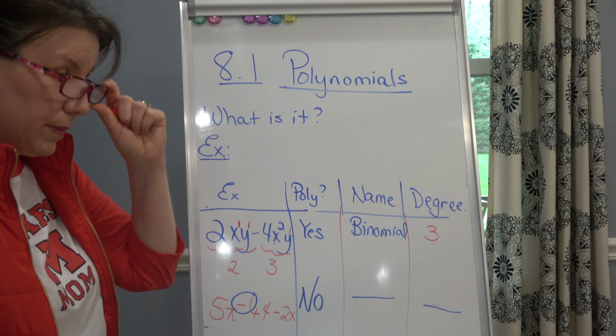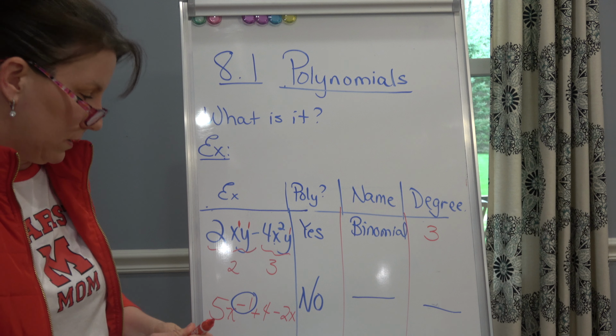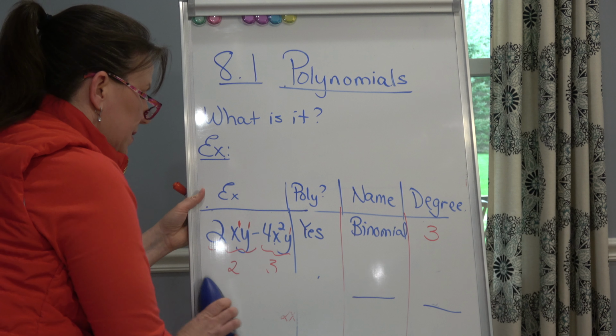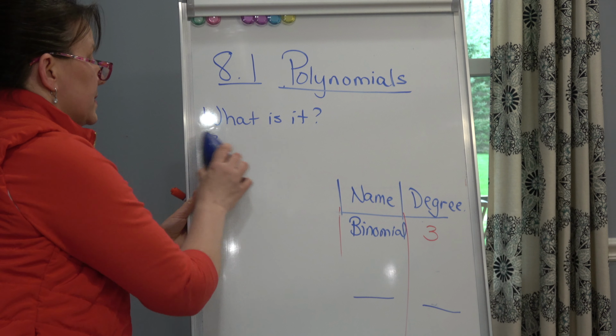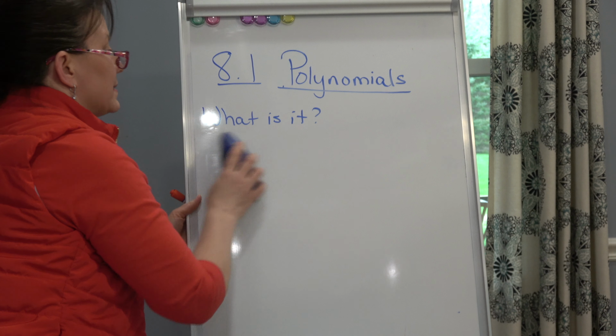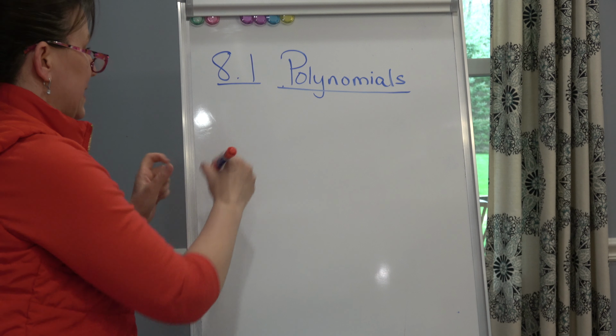So a polynomial is a monomial or a sum of monomials. What can you do with a polynomial? Well, besides finding its degree and naming it, so that's all about classifying it, you can put it in what we call standard form.